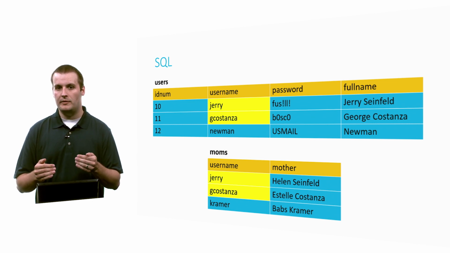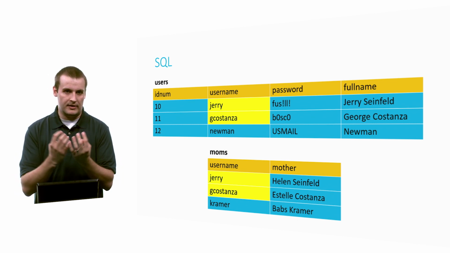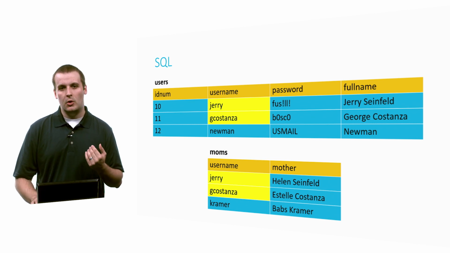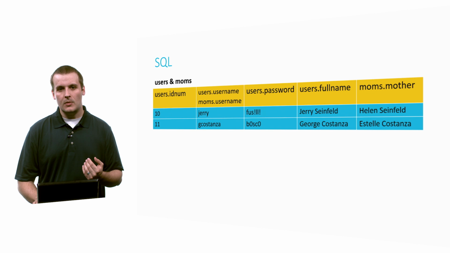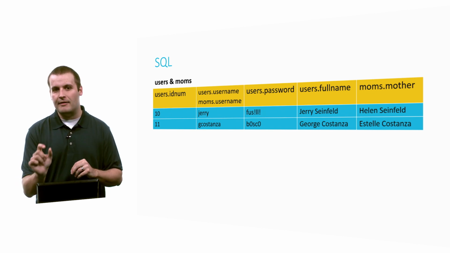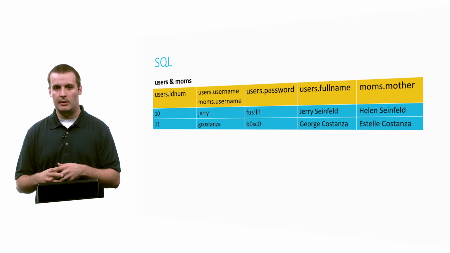Costanza is in both tables. And so when we do this SQL join, what we get, and we don't actually get this, it's sort of a temporary variable. It's like a hypothetical merger of the two tables. We actually get something like this, where we've merged together the tables on the information that they have in common. So notice that the users.username and moms.username columns are exactly the same.